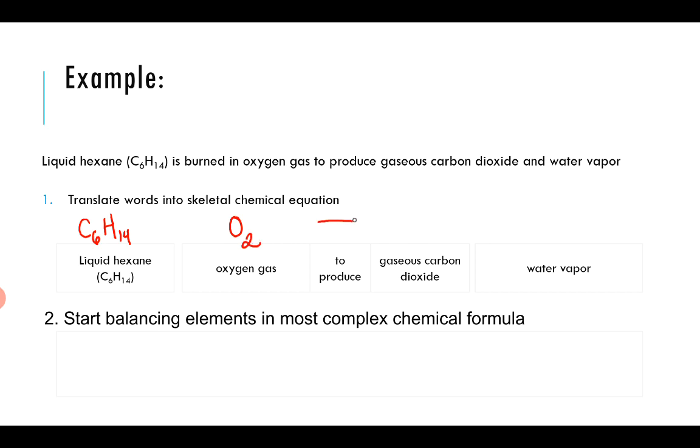To produce is an arrow, a way of showing the difference between our reactants and our products. Then we have carbon dioxide. It does say gaseous carbon dioxide, but I'm not going to worry about my state symbols quite yet. And then water has a chemical formula of H2O.